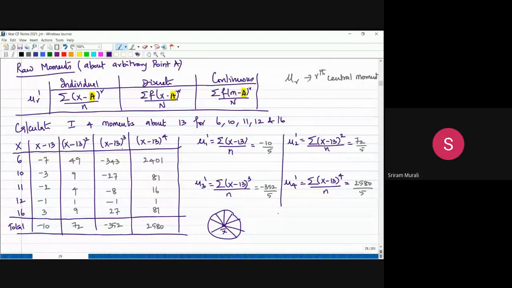Yes, sir. But if I take the assumed mean in that same circle, will the distance be uniform from this point to any point on the circumference? No, sir. That is why the error will not be 0 here, and here the error is 0. Okay, sir.